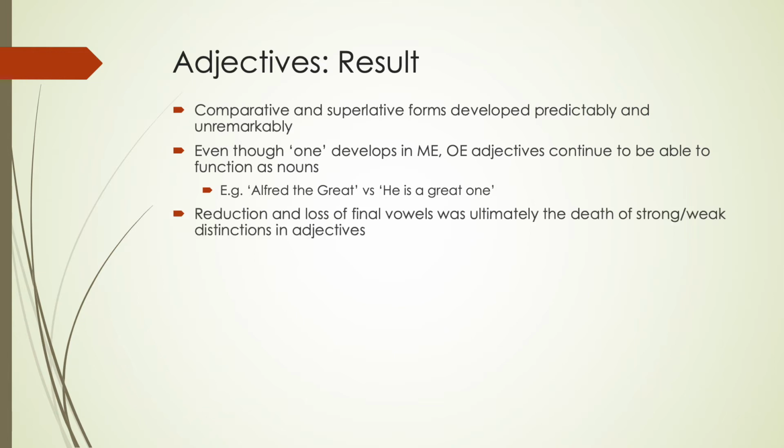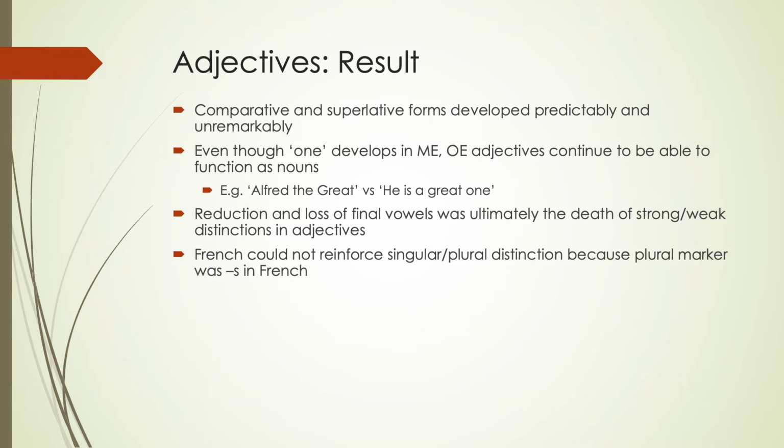We see that reduction and loss of final vowels that ultimately destroys the inflectional distinctions in adjectives. French couldn't really enforce any of these distinctions because their plural marker was an S in French as well, similar to what we see in our nouns today. And borrowed French words tended to retain this S, but more as a marker that they were not native words. So we see this in some of the borrowings in adjectives still, not just in nouns, but only in certain cases.